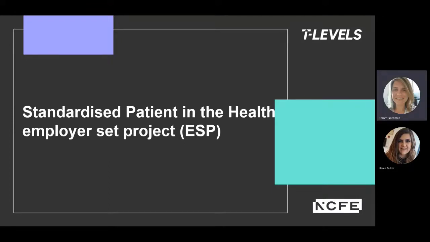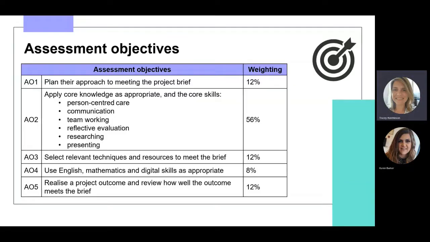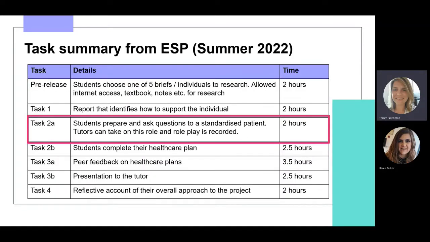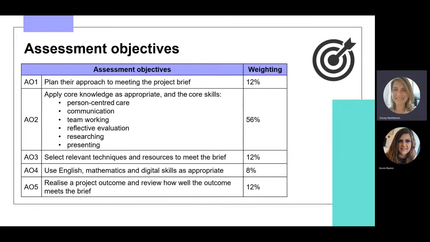So moving on now and looking in a bit more detail at what the standardised patient is in the employer set project, really focusing on that task 2A. We have the 5 assessment objectives in the ESP, from AO1 being plan the approach to meeting the project brief to AO5 realising a project outcome. 56% of the marks come from the application of the core skills, so that's AO2. And the 2 primary core skills we will look at today are person-centred care and communication. But we'll also touch on AO4 briefly today in relation to these 2 core skills.